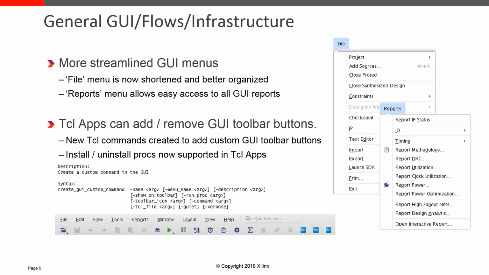Tcl apps can now install and uninstall GUI custom command buttons. Two changes make this possible. First, Tcl commands were created to support adding and removing custom commands from the toolbar menu. Second, install and uninstall procs are now supported in Tcl apps. Combining these two features allows the user to create Tcl apps that contain custom commands.